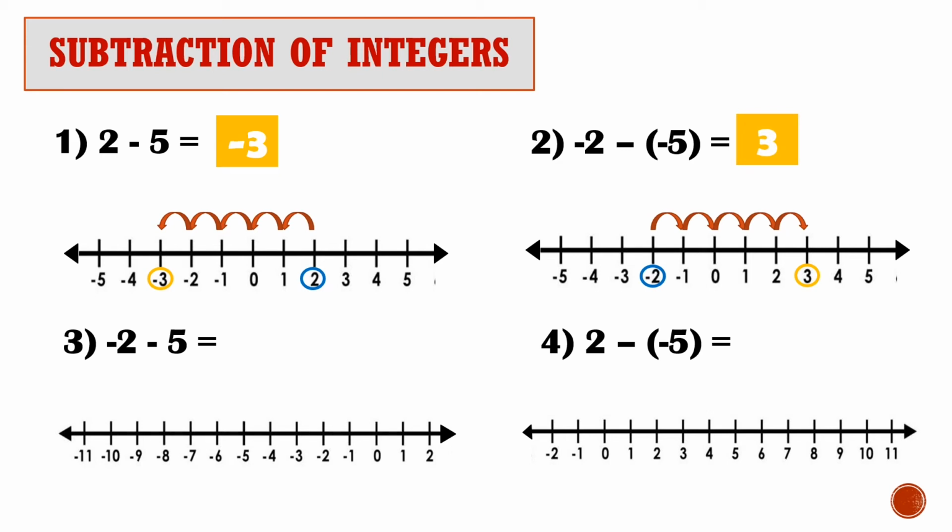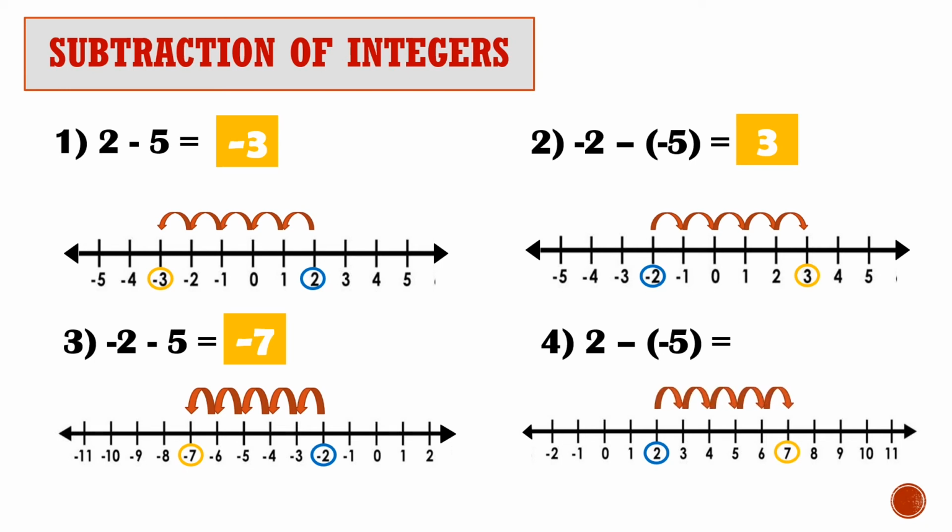Next, 3. Negative 2 minus positive 5. Reference point, negative 2. Move tayo sa kaliwa ng 5. Makukuha natin ay negative 7. Therefore, negative 2 minus positive 5 is equal to negative 7. Last, number 4. 2 minus negative 5. So, reference point, positive 2. Move tayo ng 5 papunta sa kanan kasi negative. So, babagsak tayo kay 7. So, positive 2 minus negative 5 is equal to positive 7.